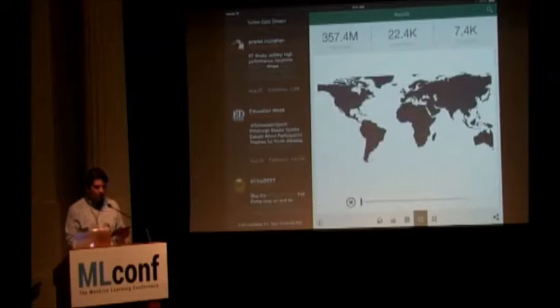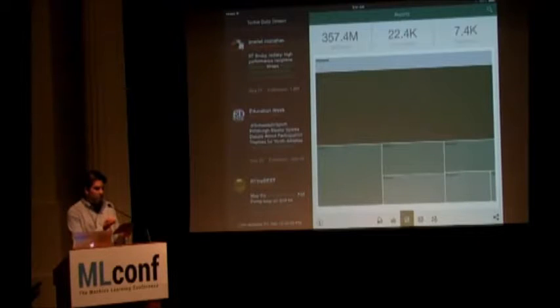Then another of the screens shows the volume of tweets in time in the world. So you can see who's tweeting about hashtag sports or which countries. Then a breakdown of the users by profession is shown in this screen. So most of the people are from marketing.